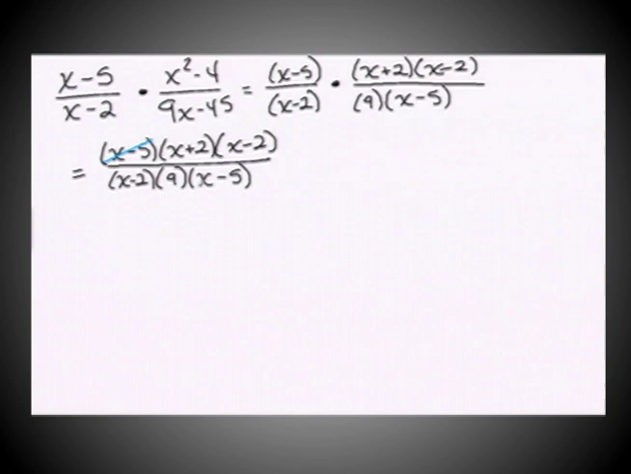X minus 5 divided by x minus 5 is just 1 because anything divided by itself is 1, except for 0. You know, 0 always has to be weird about things. And then we have x minus 2 divided by x minus 2 is 1 as well. So our final simplified form is x plus 2 divided by 9.